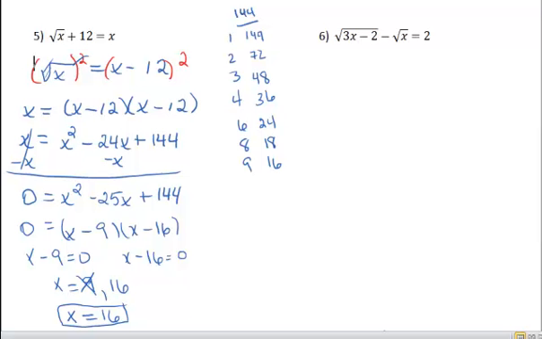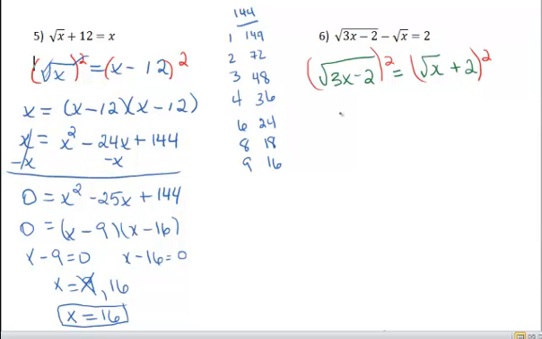Okay? So what if you have 2 square roots in the same problem, or 2 radicals in the same problem? You could square it as it is, or you can isolate one of the radicals. I actually do like isolating one of them. So I'm going to move this square root of x to the other side. I get the square root of 3x minus 2 is equal to the square root of x plus 2. Now I'm going to square both sides.